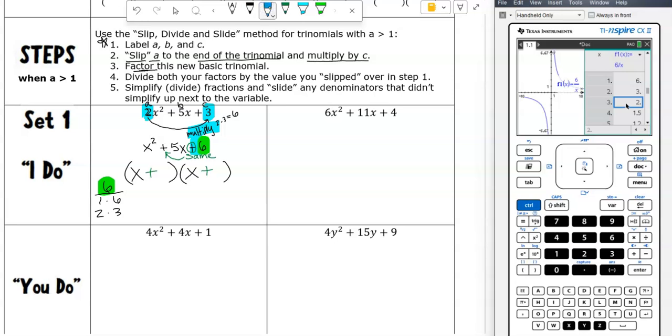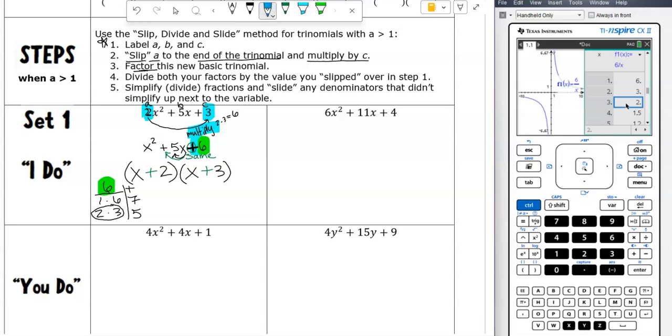Now we are going to look at this last symbol. If this is a plus, it means we add. So we will be adding up our factors until we find the number in the middle, 5. Well, 1 plus 6 is 7. 2 plus 3 is 5. So those are the factors that we need to put into our parentheses. Because the signs are the same, it doesn't matter what goes where.